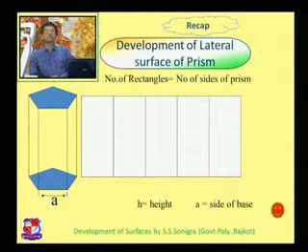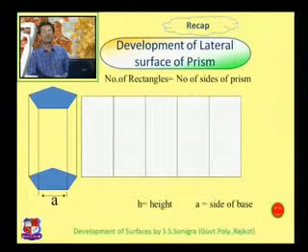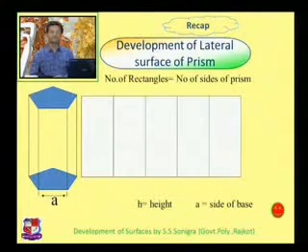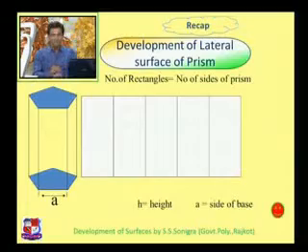Similarly, if it is the case of a hexagonal prism, 6 times A would be the total width of this rectangle. And if the prism is cut at a certain angle at any place, then in that case appropriate change will be there in the developed surface. That we will discuss in the coming steps.